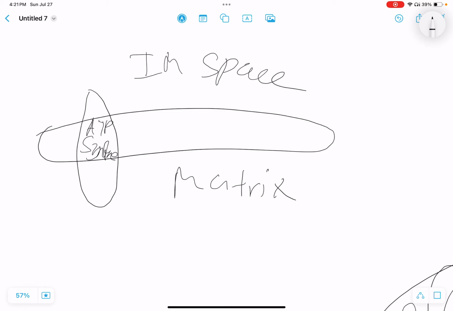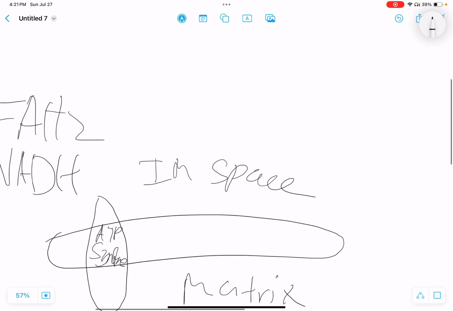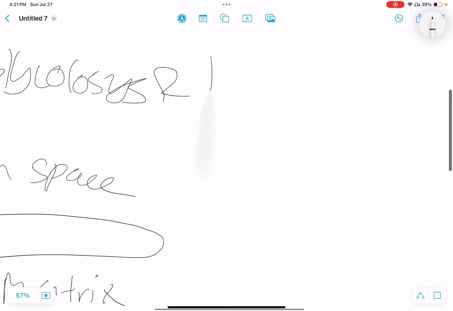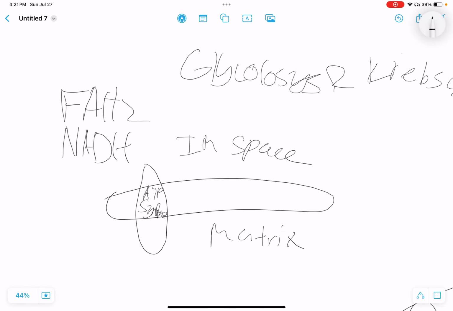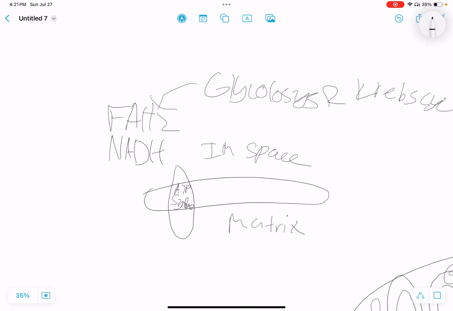So the FADH2 and NADH produced in glycolysis and Krebs cycle, also known as the citric acid cycle. I sometimes use one over the other. No reason, no preference. But they produce these two, and these guys drop electrons.